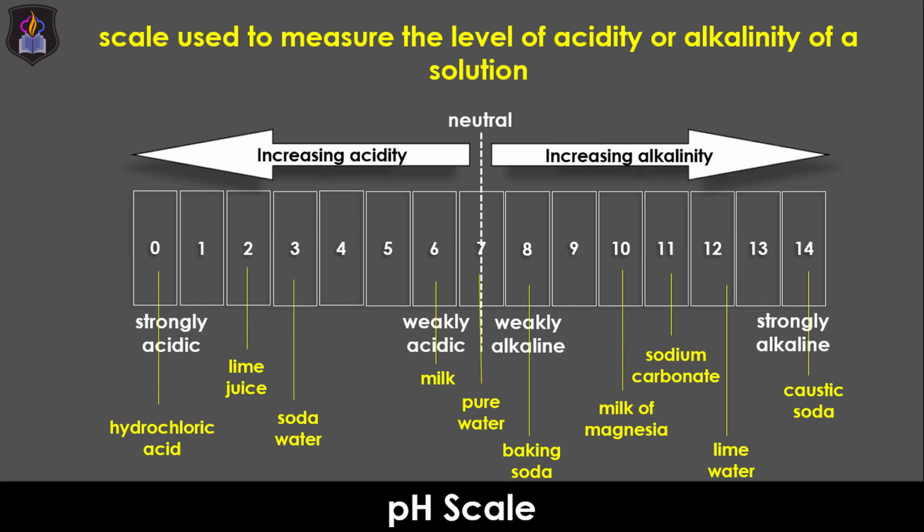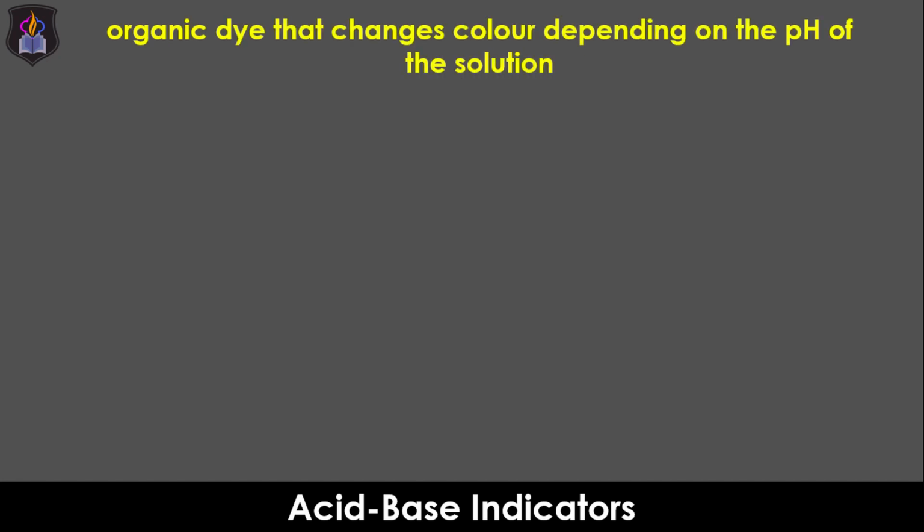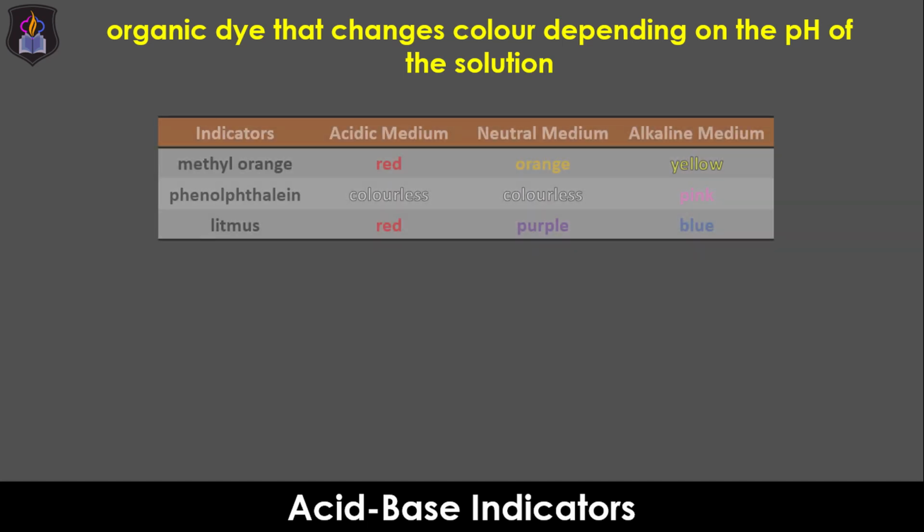Let's now take a look at indicators. Though there are many types of indicators, our focus in this lesson shall be on acid-base or pH indicators. An acid-base indicator is an organic dye that changes color depending on the pH of the solution. It is usually a weak acid or base and can either be used as a solution or paper strip. Examples of common indicators and their colors in different media are shown on the screen.